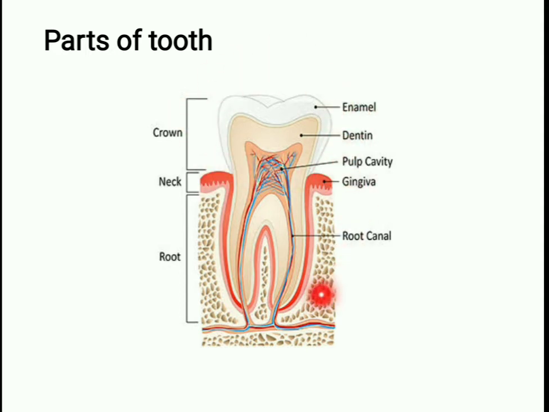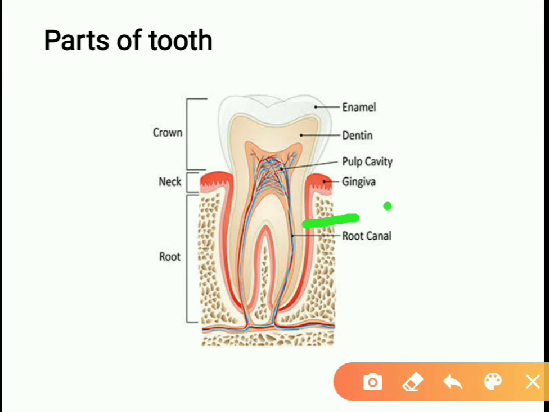Now in the root section, there is a structure known as cementum, which runs along the dentine side in the root area. This is known as cementum. When gingiva recedes, cementum is exposed, which also causes sensitivity. Okay, then this is cementum.